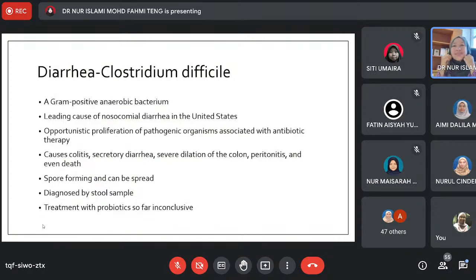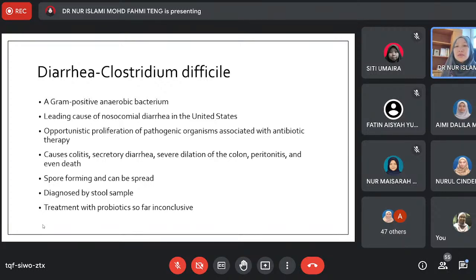Okay, diarrhea from Clostridium difficile. This is a gram positive anaerobic bacterium, and the leading cause of nosocomial diarrhea in the United States. When antibiotics are prescribed, their use can disturb the balance of normal flora of the colon, and this bacteria has the potential to proliferate, resulting in injury and inflammation within the colon. So it can cause colitis, secondary diarrhea, severe dilation of the colon, peritonitis, and even death.